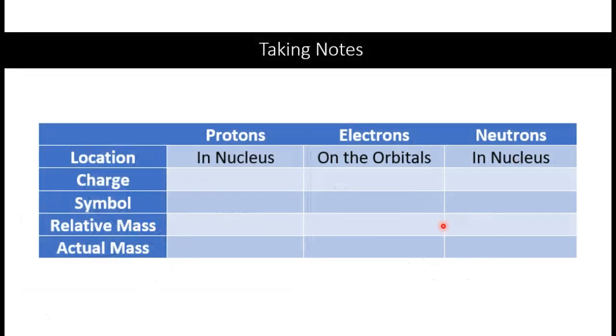In your table, you should now have the location of the three subatomic particles. So the protons are in the nucleus, the electrons are on the orbitals or on the electron shells, and the neutrons are located in the nucleus as well.